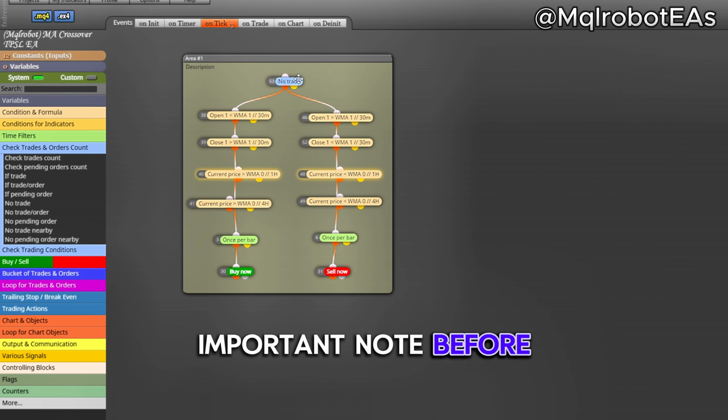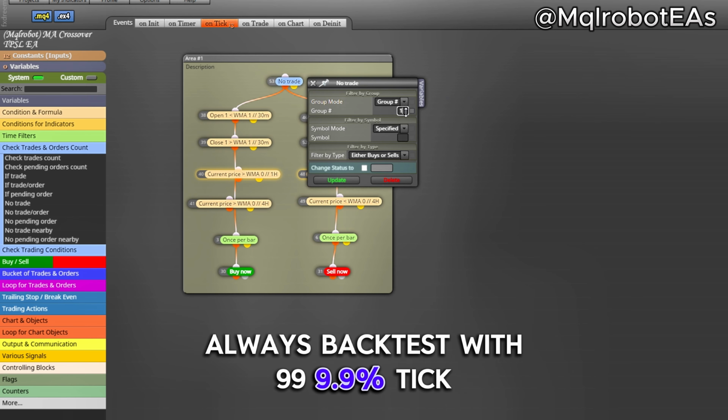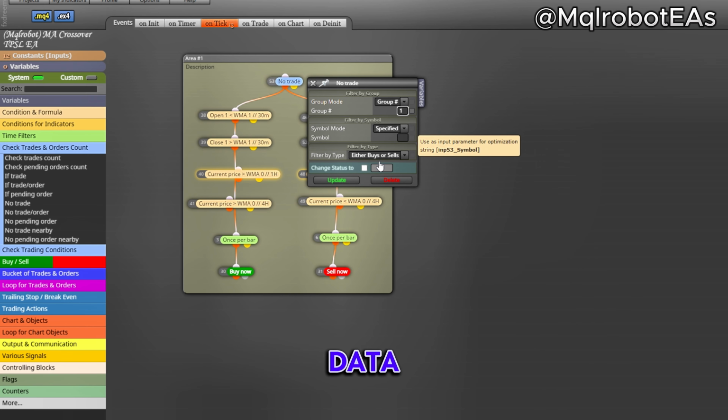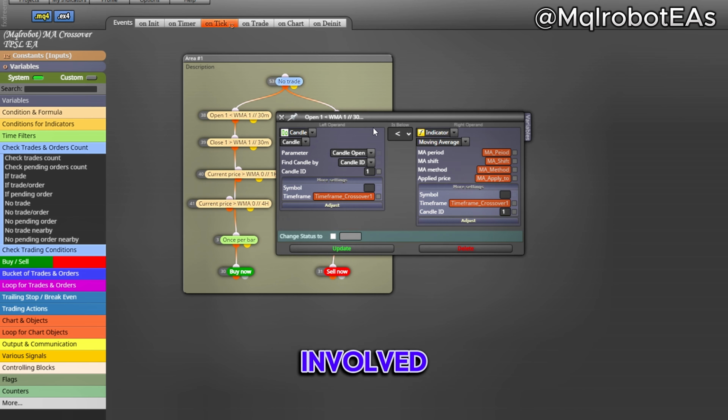Important note, before using this EA in a live account, always backtest with 99.9% tick data and ensure that you fully understand the trading logic, market behavior, and the associated risk involved.